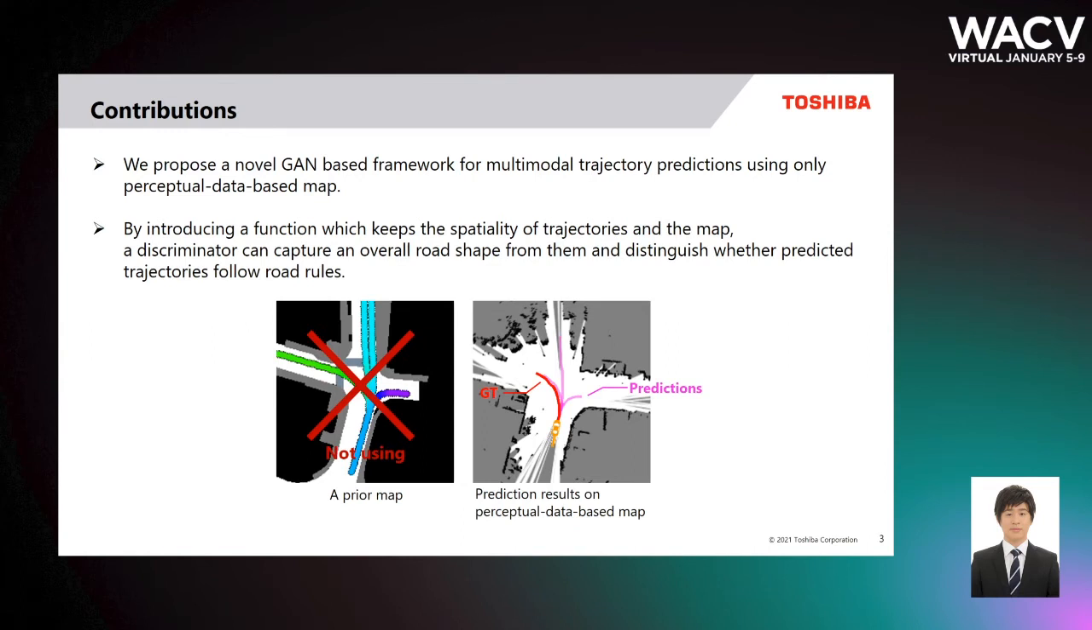The lower right figure shows our result. Pink lines are predicted trajectories. We can see that our method can predict wide or tight turning trajectories following road rules.